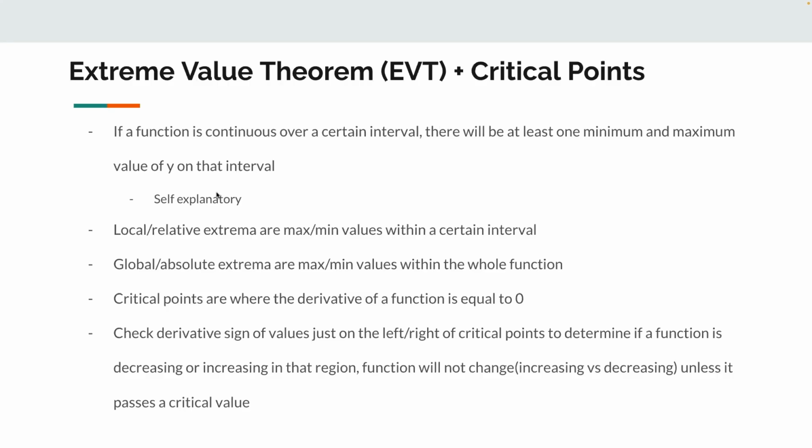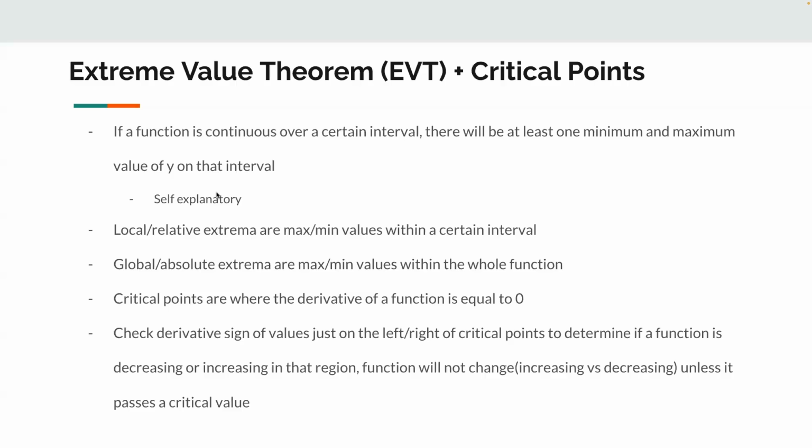Okay, now I'm going to go over the extreme value theorem and what are critical points. So if a function is continuous over a certain interval, there will have to be one minimum and one maximum of y on that interval. This is sort of self-explanatory. Over a certain interval, there has to be one minimum and one maximum at least.